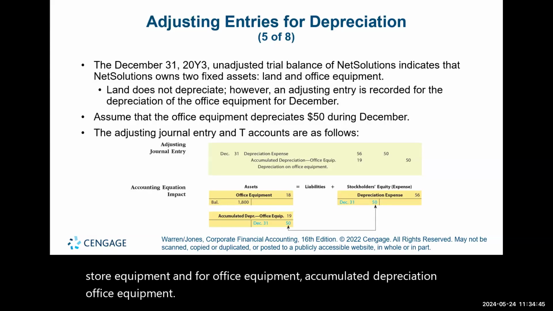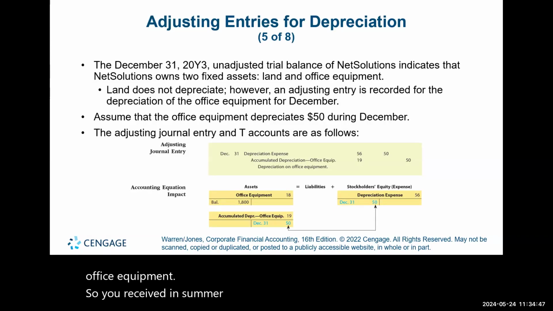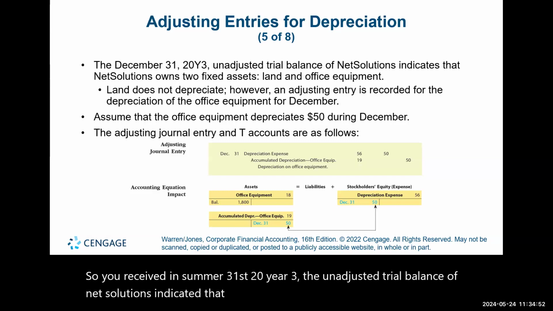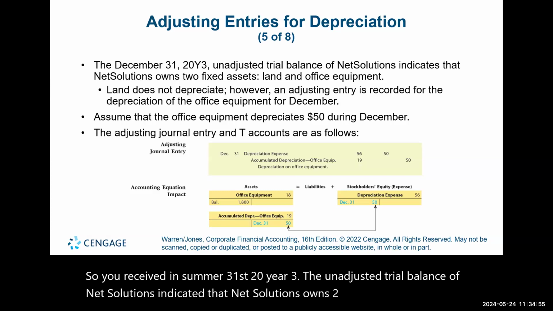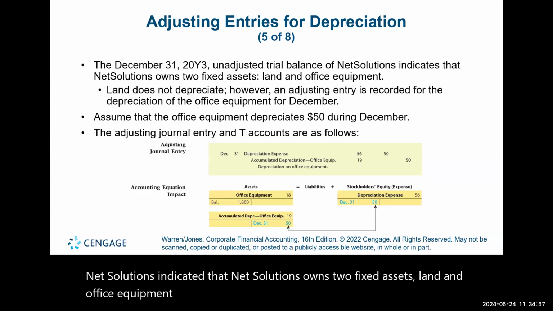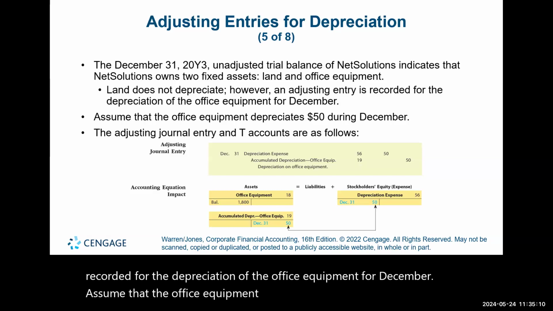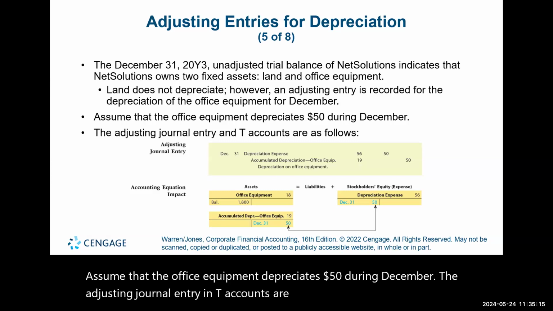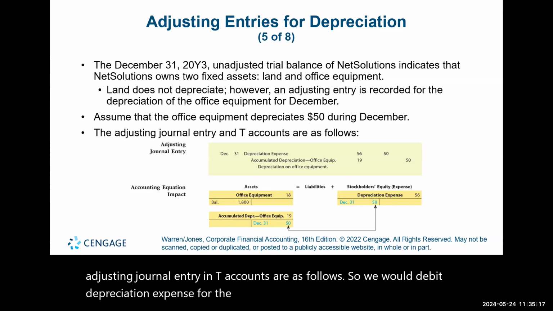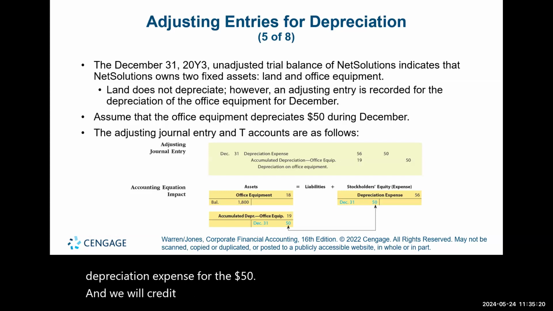So here we see on December 31st, 20Y3, the unadjusted trial balance of Net Solutions indicated that Net Solutions owns 2 fixed assets, land and office equipment. Land does not depreciate. However, an adjusting entry is recorded for the depreciation of the office equipment for December. Assume that the office equipment depreciates $50 during December. The adjusting journal entry and T accounts are as follows. So we would debit depreciation expense for the $50, and we would credit our accumulated depreciation for $50.